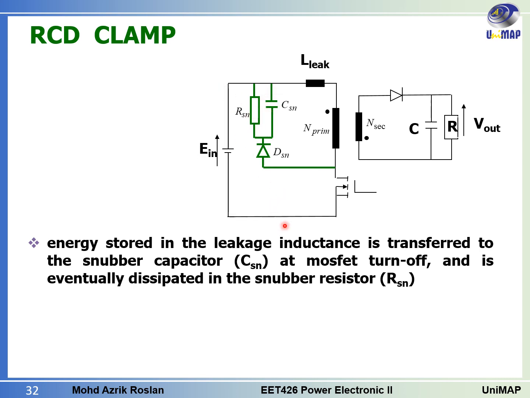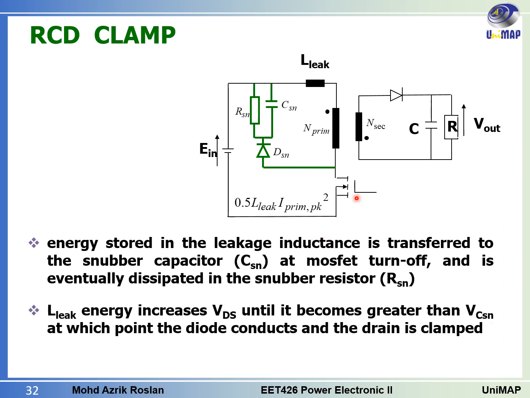heat. Okay, so the process involved is, when we have the leakage inductance, this will affect the VDS here. If VDS is more than the normal value that it is supposed to be, then it will turn on this diode. Okay, and all the extra energy will be transferred to this capacitor and this resistor, and then the energy inside the capacitor will be discharged through this snubber circuit.